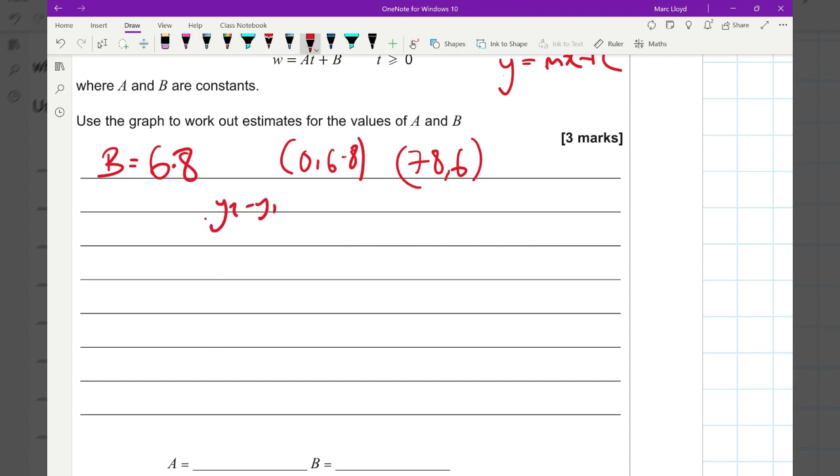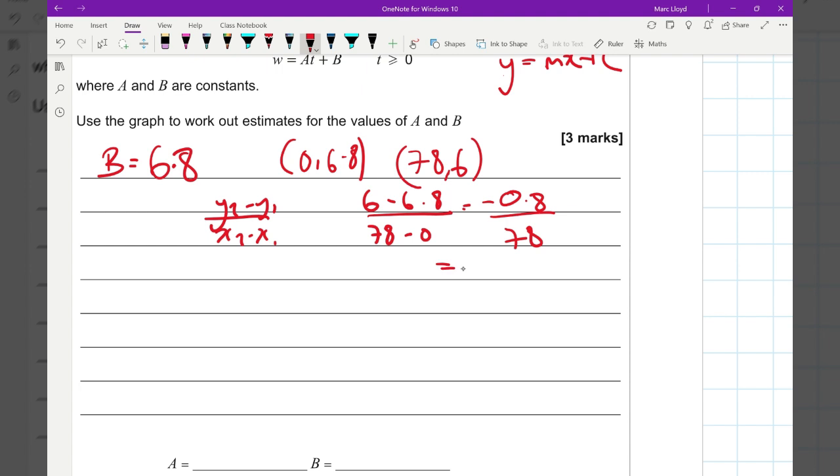Y2 minus Y1 over X2 minus X1. Y2 is 6. Take away 6.8 over 78 take away 0. I was going to just style it out, but actually I need to show you the proper way. It's not going to help you before your exams. So 6 take away 6.8 is negative 0.8 over 78. Divided by 78. There we are.